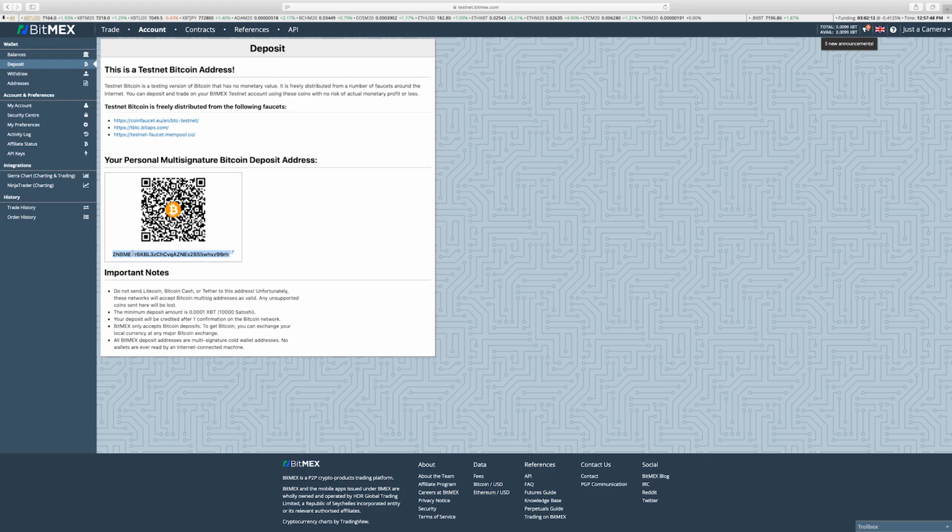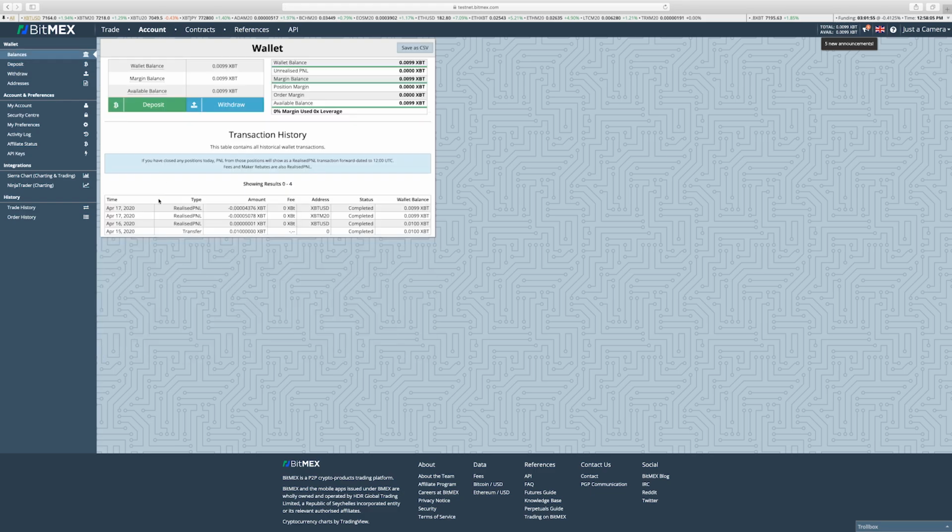Once you have inputted that from wherever you're sending it from, you will then get an email from BitMEX or whatever exchange you're using, and it's going to confirm that the deposit has been located and your capital or money is on the exchange. Now, if we go back to our Account tab, it's going to show us in our transaction history. And we can see here that there was a transfer, 0.01 XBT. It's going to show us the status as completed, and it's going to be reflected in our wallet balance. So now that we have our 0.01 XBT or 0.01 Bitcoin, we can now trade with it.